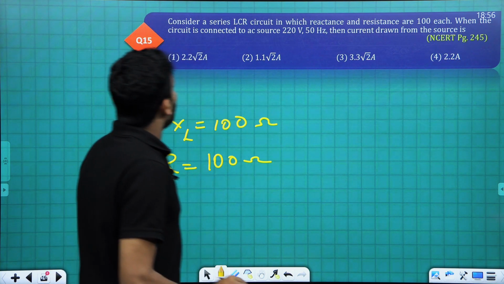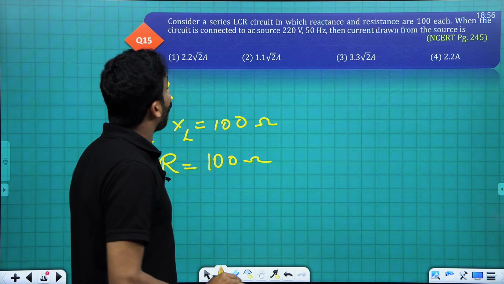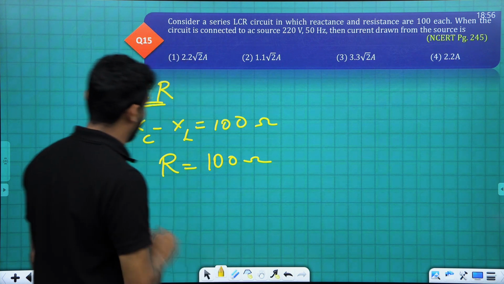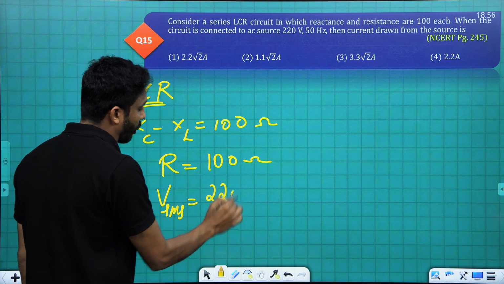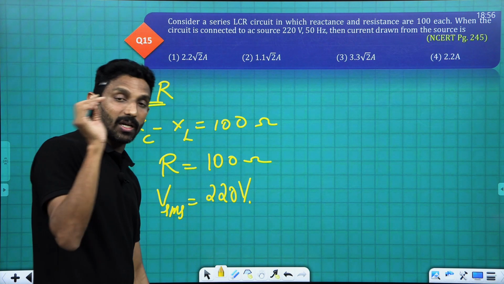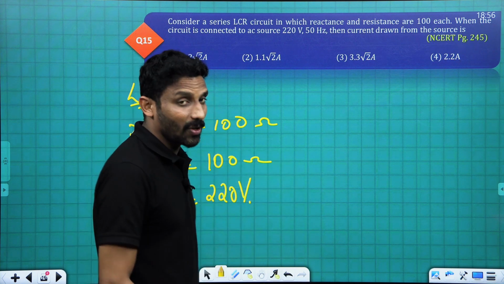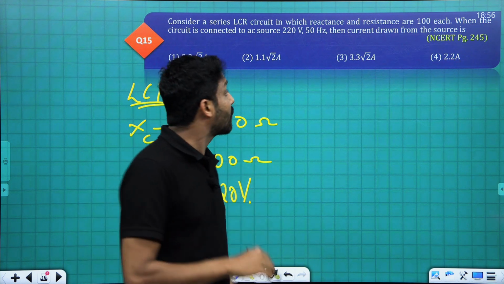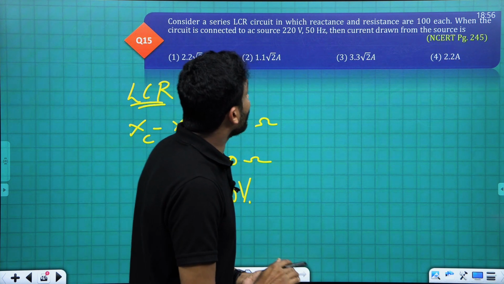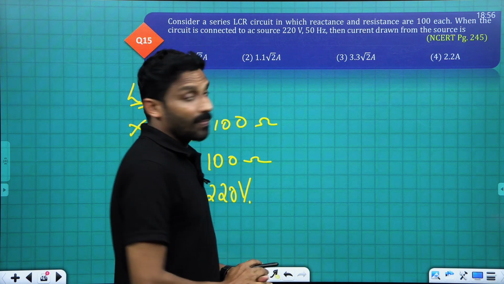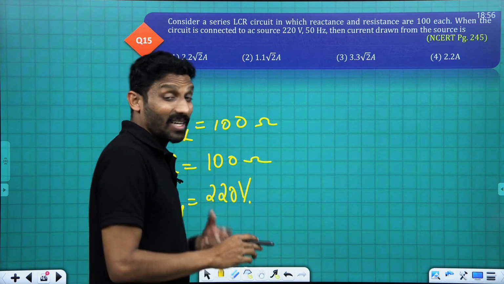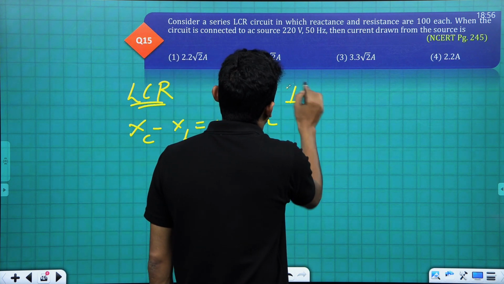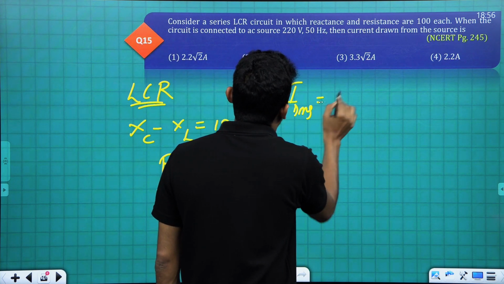Good. And the AC source is of 220 volt, 50 Hz, which means the RMS voltage is equal to 220 volt. Frequency of the AC is 50 Hz. Okay. Then current drawn from the source. How much current is flowing through the circuit? Current drawn means the IRMS value is to be calculated.